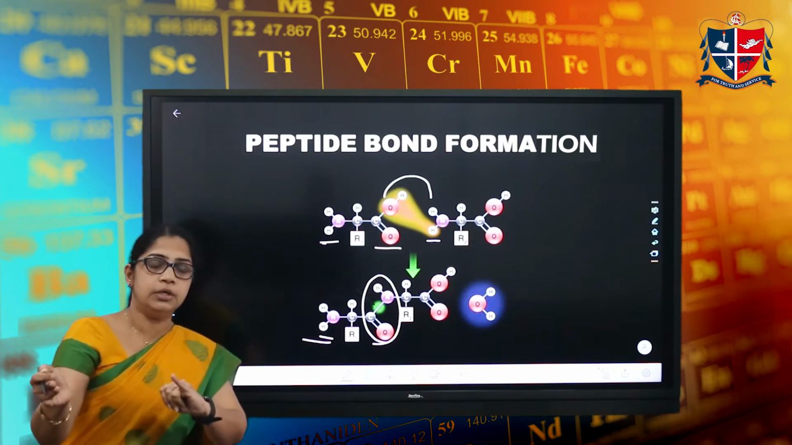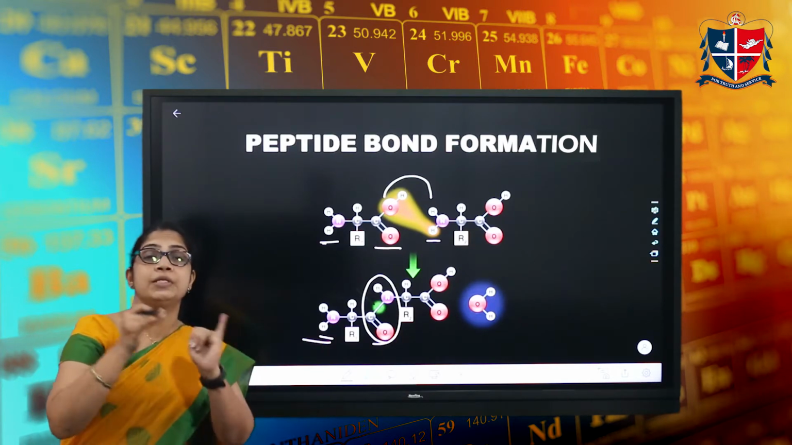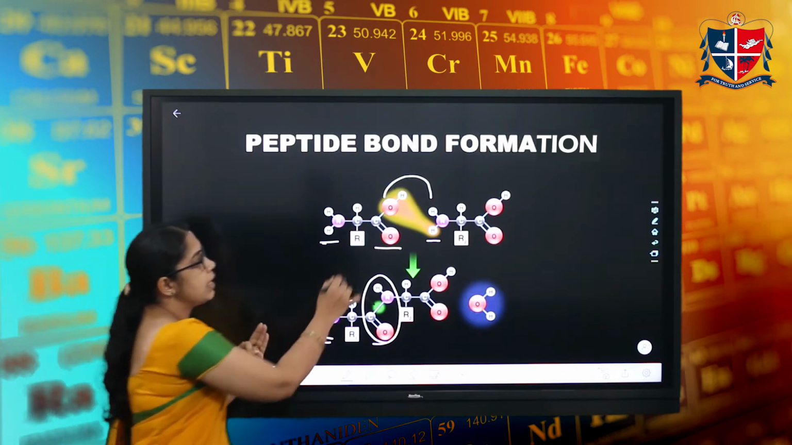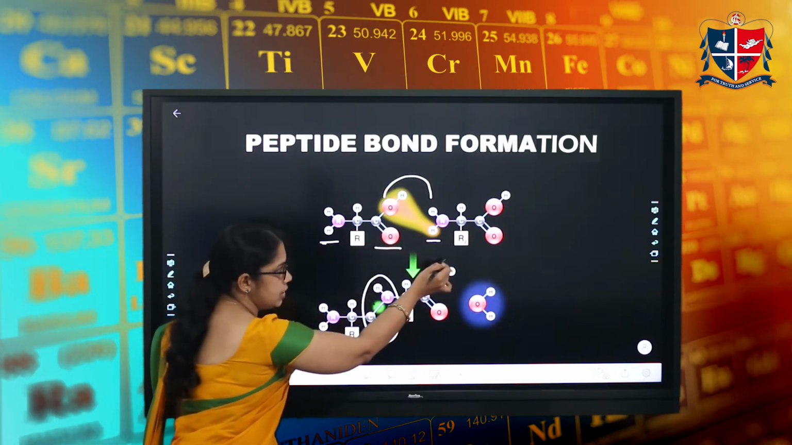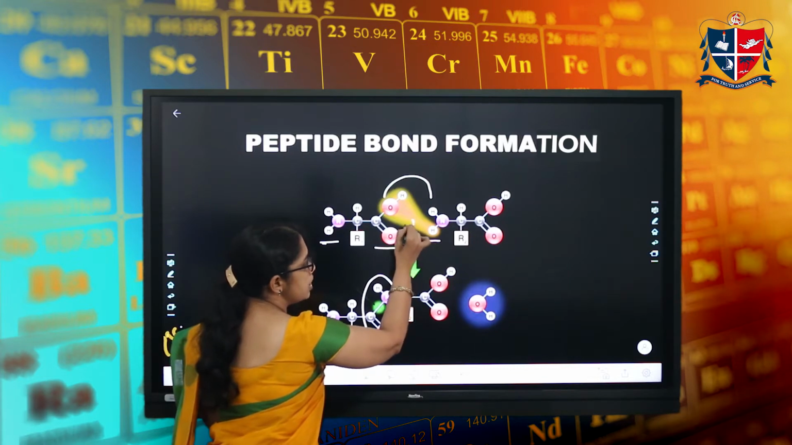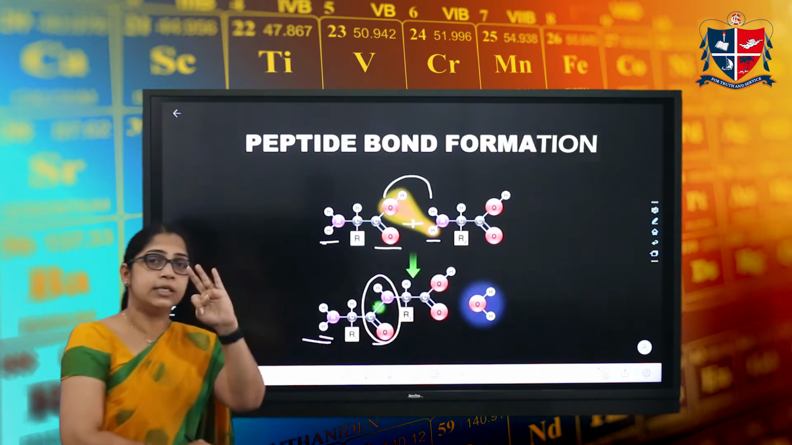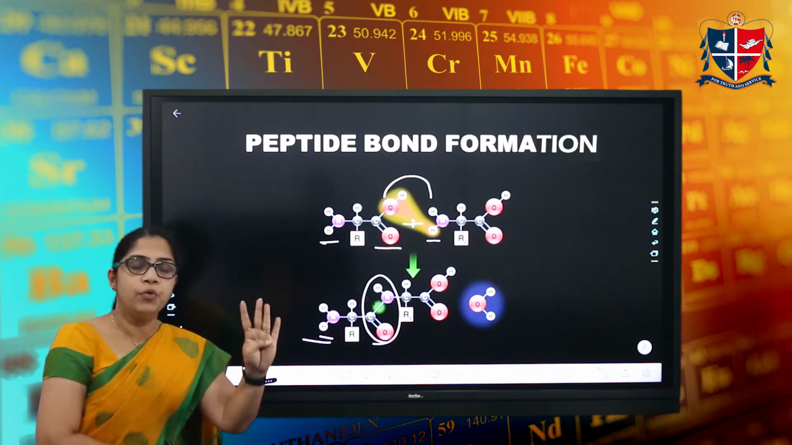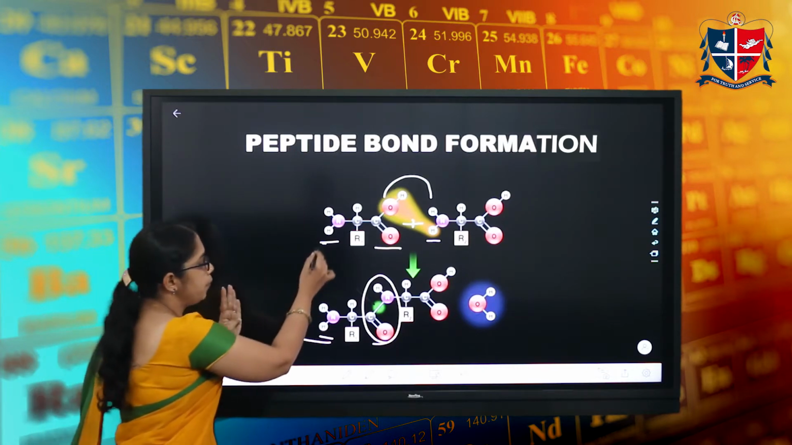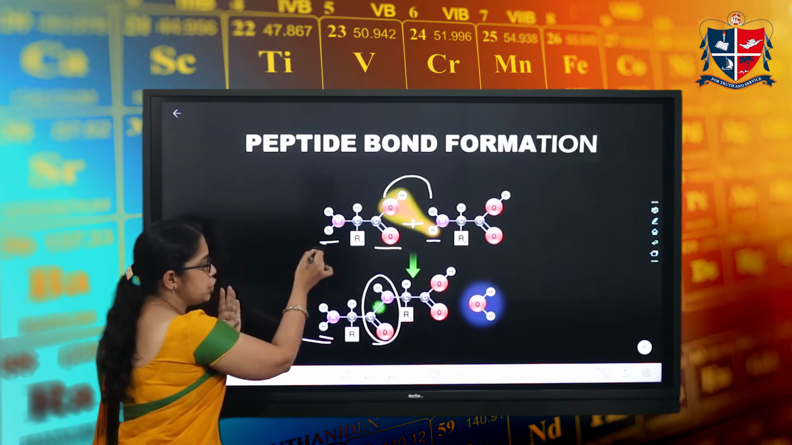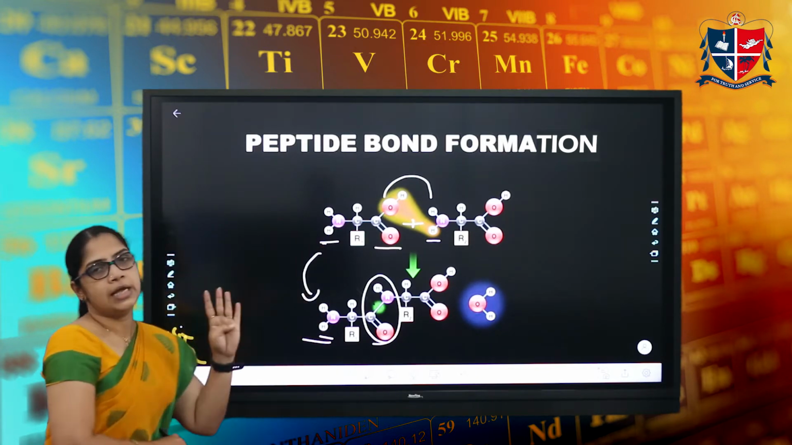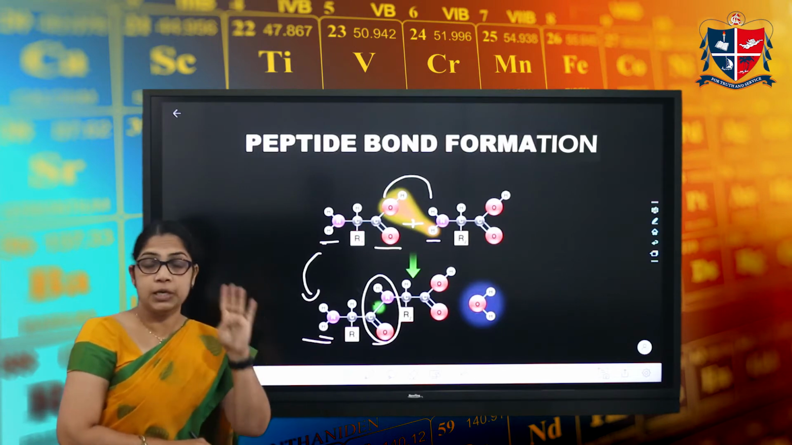COOH is activated into COCl. That is the second step. The third step is the condensation with another amino acid. This is the second amino acid. That is the third step. And the fourth step is the deprotection, or removal of the protecting group. This protected NH2 will come back as NH2. So these are the different steps in method 1.